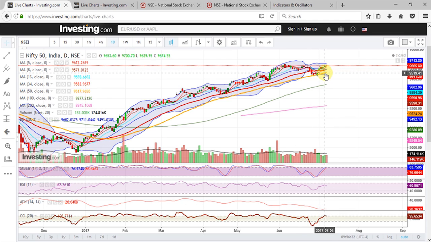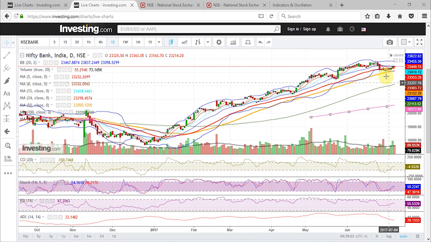Now let us look at the Bank Nifty. The Bank Nifty traded with a slight upward bias during the week, but as the week progressed, like Nifty, it also lost momentum, which is indicated by the losing momentum of the ADX index, and also we can see that the Bollinger Band has become horizontal and it has contracted in width.